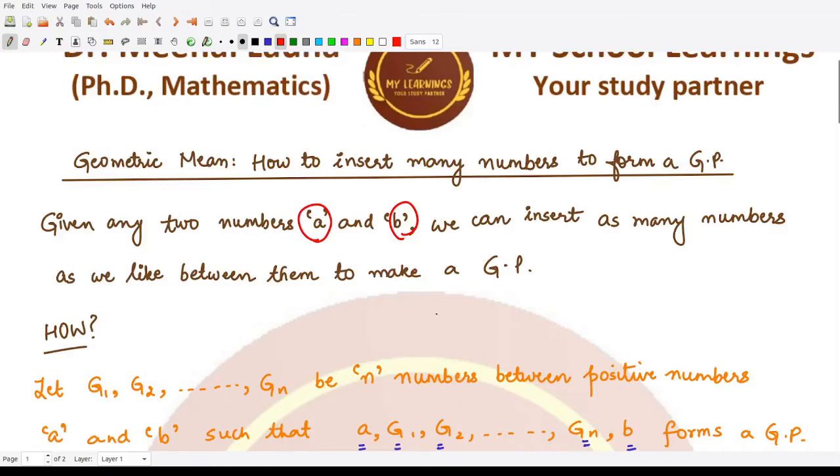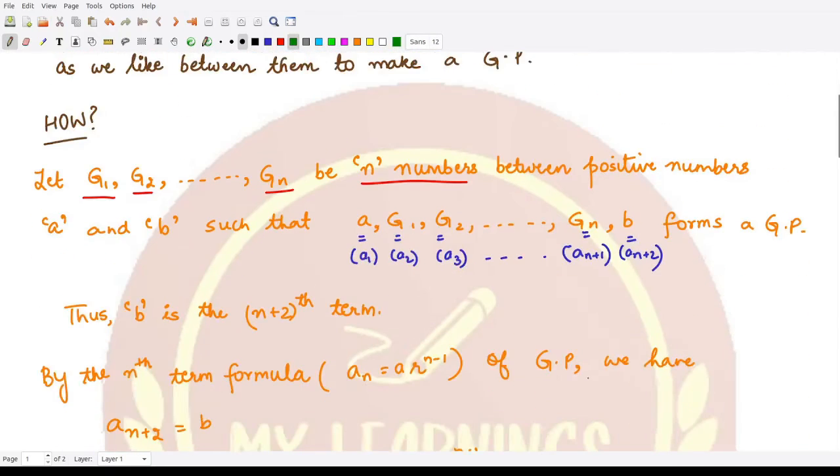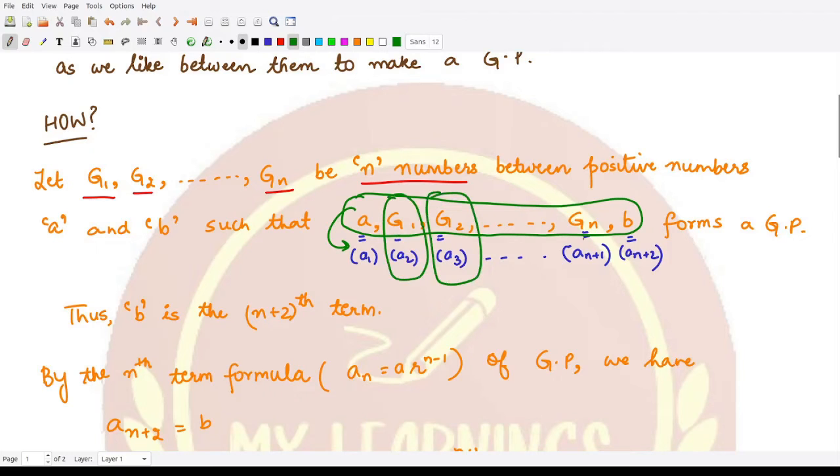Suppose that we have inserted n numbers, which are capital G1, capital G2, up to capital Gn, between the positive numbers A and B such that A, G1, G2, up to Gn, B form a GP. So the first term A1 would be A, the second term would be G1, the third term A3 would be G2, and so this Gn would be your n plus 1th term and this B would be your n plus 2th term. Notice that B is the n plus 2th term, which is known to us.